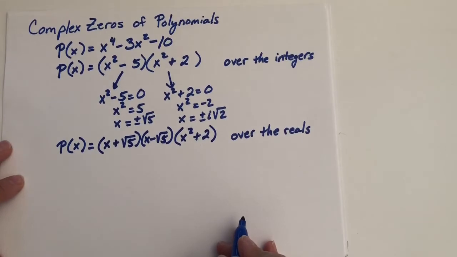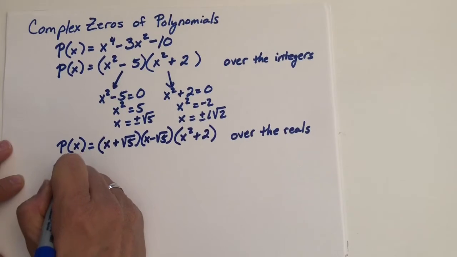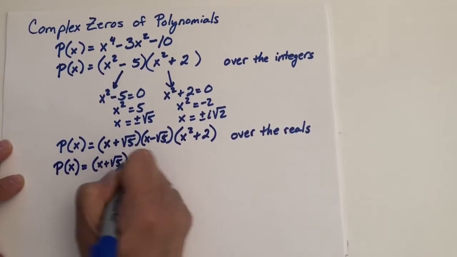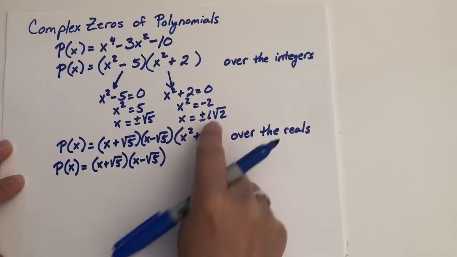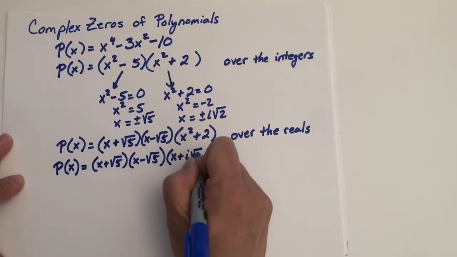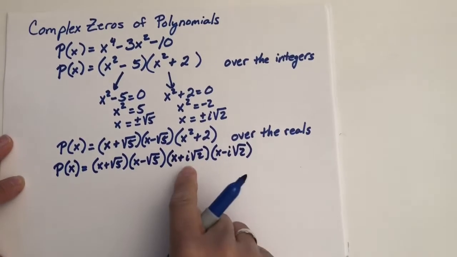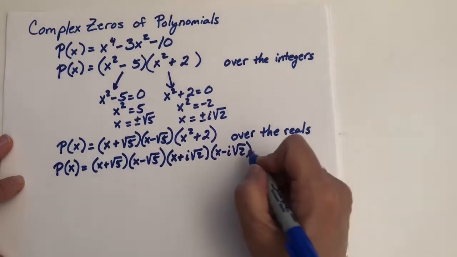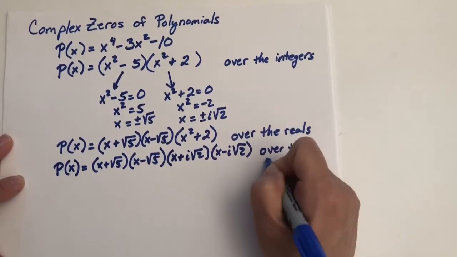But suppose now the directions were to factor over the complex. Then the factorization would look like this. x plus the square root of 5 times x minus the square root of 5. And now these zeros would come into play. x plus i square root of 2 times x minus i square root of 2. And you could multiply those together and confirm that you would get x squared plus 2. And now we have it factored over the complex.